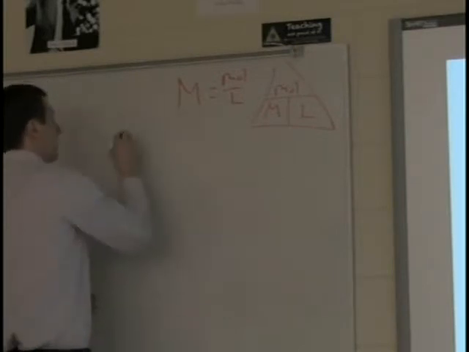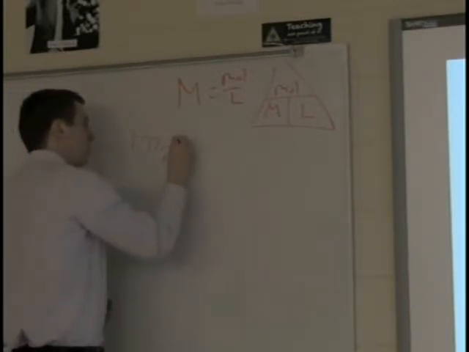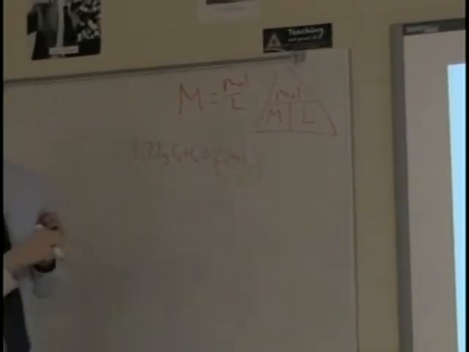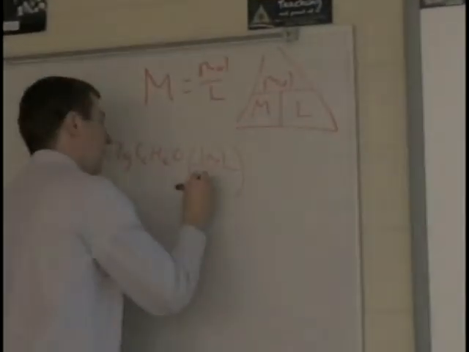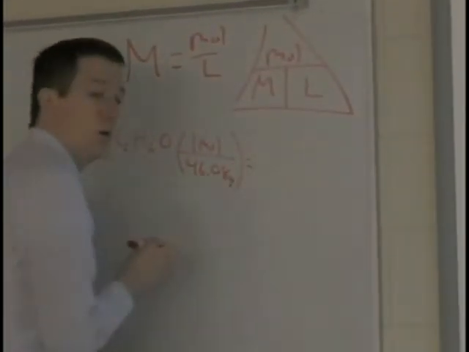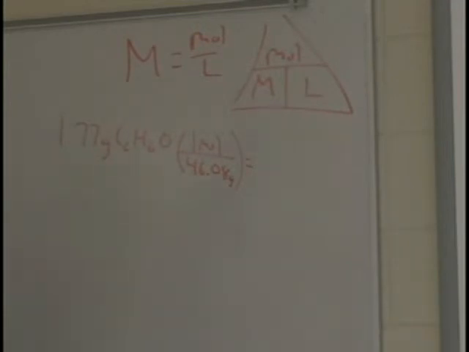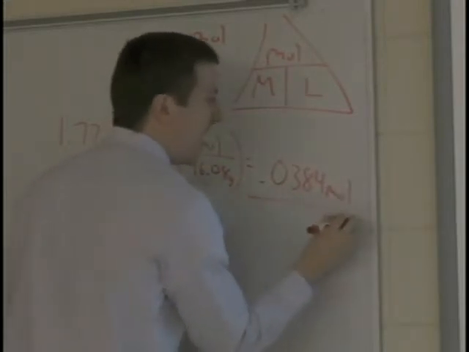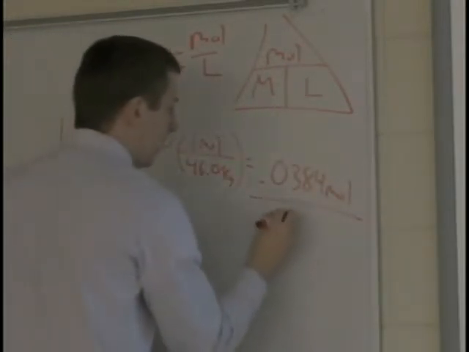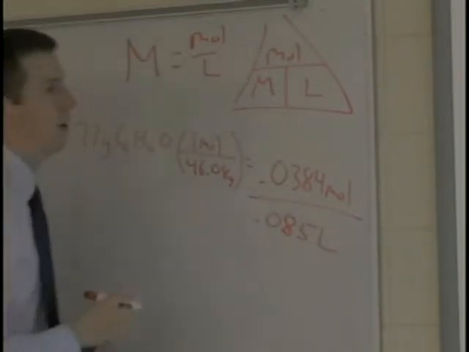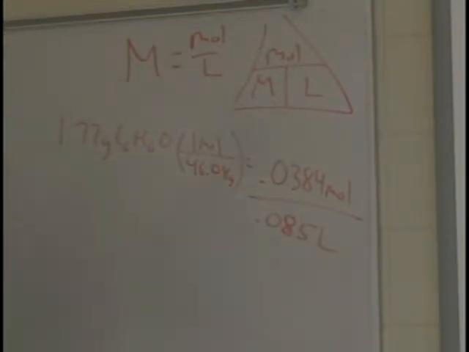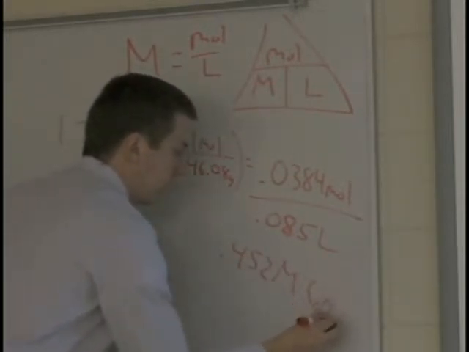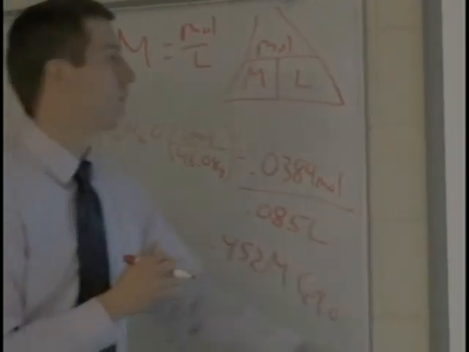All right, here we go. If I start off with 1.77 grams of ethanol, which is C2H6O, I will then convert that into moles. 1 mole over, look at the mass from the periodic table, 46.08 grams. That would give me a number of moles of 0.0384. Divide that by my liters, 0.085 liters. 85 milliliters converted to liters. And that would give me a final answer of 0.452 molar ethanol. So that's the simplest way we give you molarity.